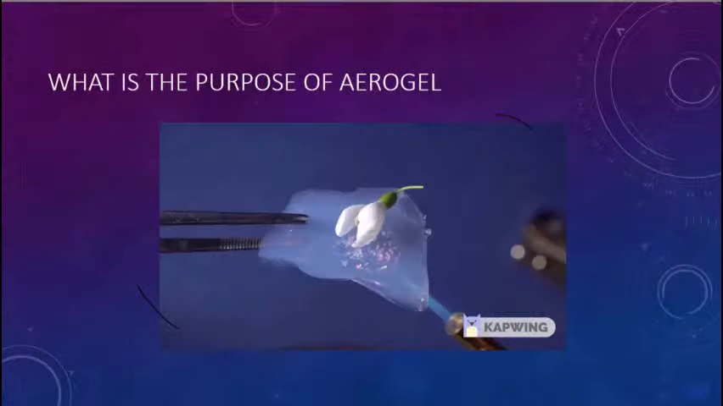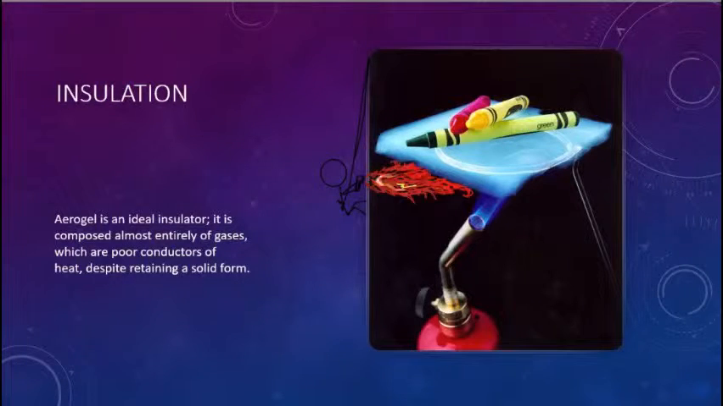This video displays what aerogel is used for. As you can see, the flower is on top of a piece of aerogel and a blowtorch is heating up the bottom. Throughout the duration of the video, however, the flower is not burned. The heat cannot get through the aerogel. As seen from the previous video, aerogel is an ideal insulator. Despite retaining its solid form, it is comprised of almost entirely gases. This makes it a poor conductor of heat and therefore an excellent insulator.